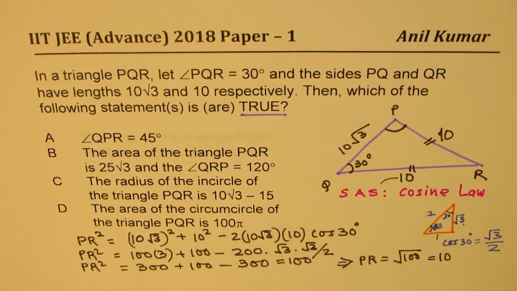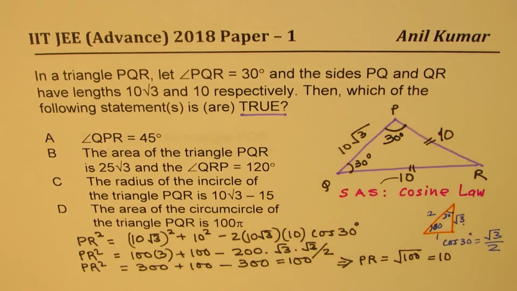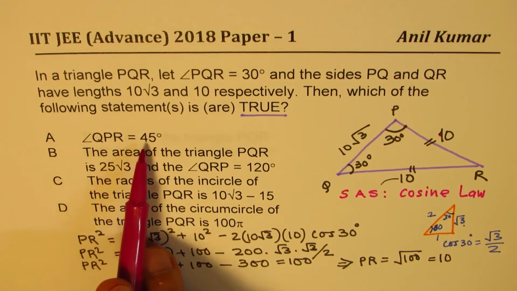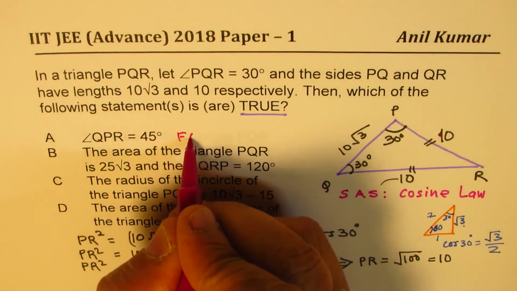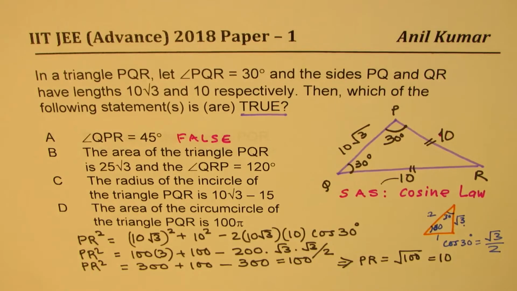That means it is an isosceles triangle, right? So the sides opposite should be the same. So this angle is 30 degrees. And so angle QPR is 45 degrees is false. So that is definitely not the right answer.